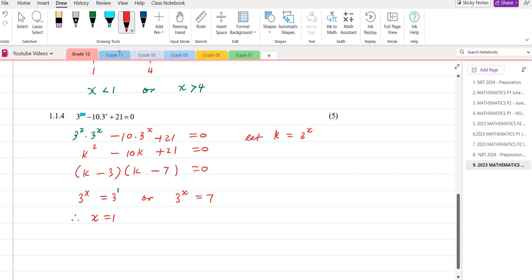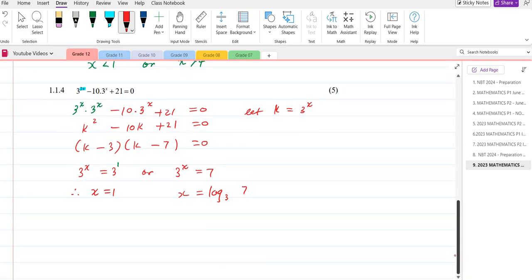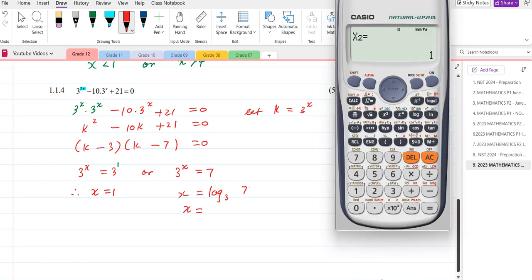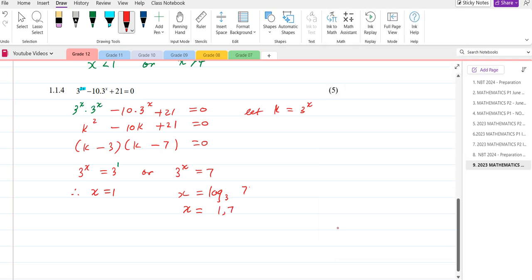And what's the answer for x here? We have to apply logs. So we say x equals log 7 base 3, because 7 can't be written in terms of base 3 as a rational exponent. So that's the reason why we write log 7 base 3. So x is now equal to, let's try log 7 base 3, mode 1 base 3, and log 7. So we are getting 1.77. Right, nice question.